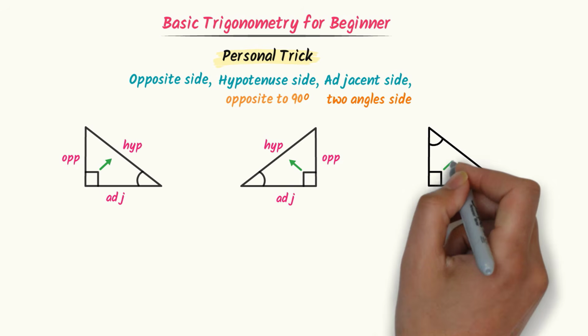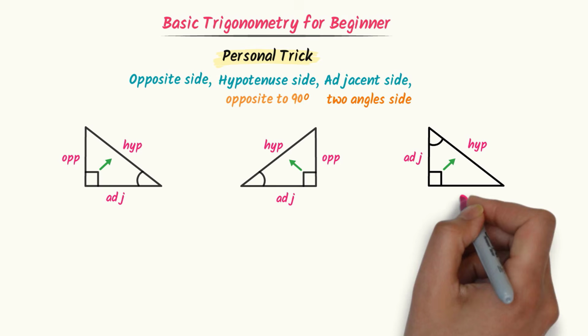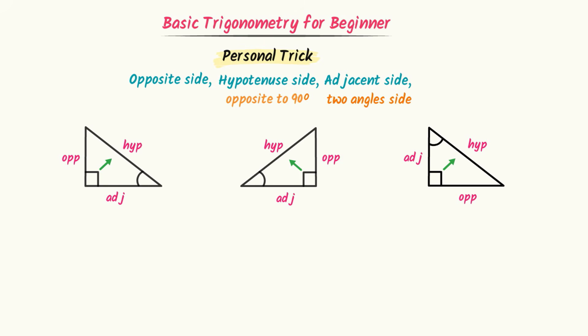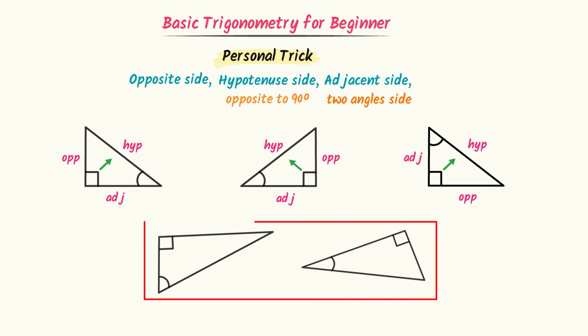Similarly, this is the hypotenuse side because it is opposite to 90 degrees. This is the adjacent side because it has two angles. This remaining side is the opposite side. Now pause the video and find the hypotenuse, adjacent and opposite side in the given right angle triangle.